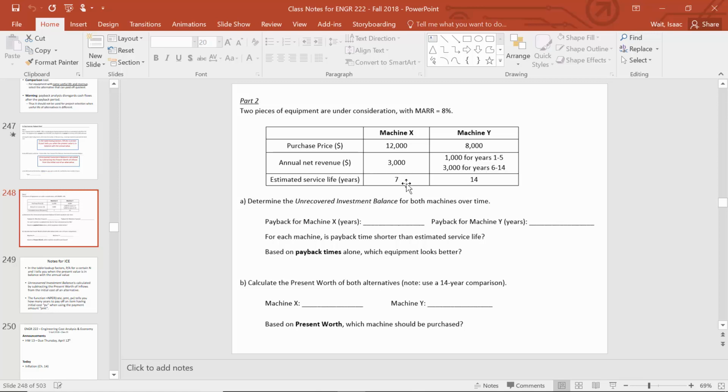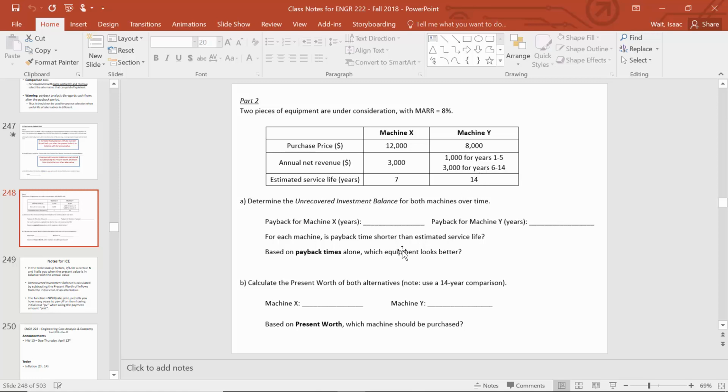And so 6 years was the payback time for machine X, and it lasts for 7. So that's good. That means we will have a profit. For machine Y, it's paid off after 8 years, and it operates for 14. So both of them are acceptable. Later on when we do the present value analysis, both of them are going to be profitable equipment.